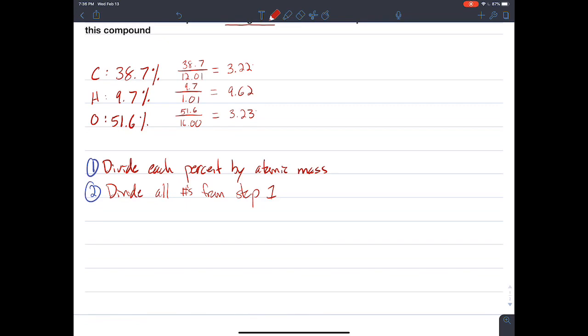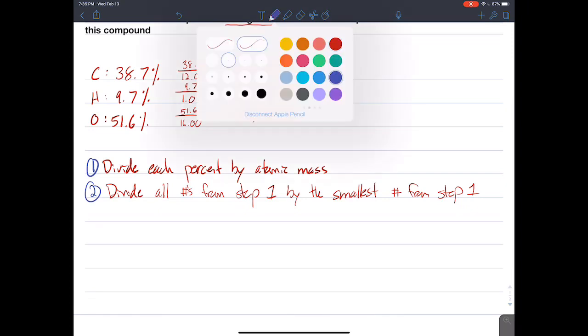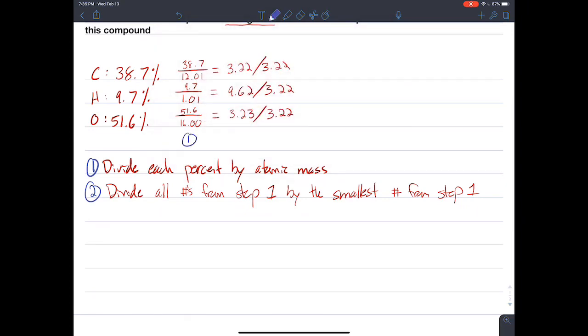So divide all the numbers from step one by the smallest number from step one. So when I say numbers from step one, I'm talking about these three numbers right here. Okay, these three numbers. So I have to find the smallest number from step one. And like I said, 3.22 and 3.23 are essentially the same. I guess technically it's 3.22. So we're going to divide everything here by 3.22. Okay, so this is step two, dividing everything by 3.22. So maybe to give you more clarification, here's step one, now here's step two.